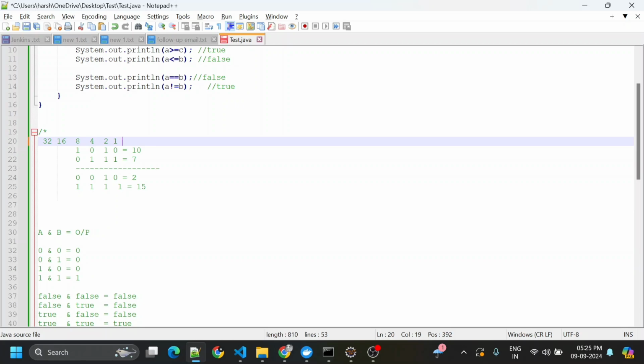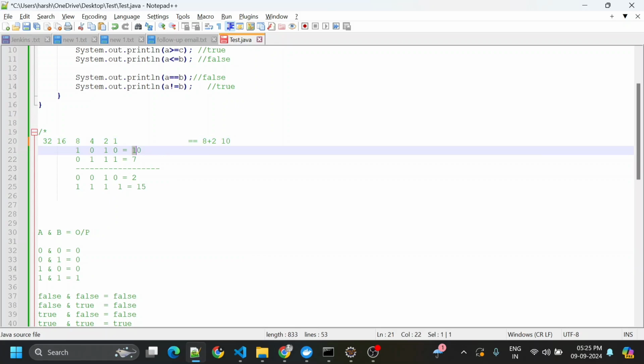what is happening over here is 8 plus 2, which is 10. So that is why this is the decimal number. The binary of 10 is 1010. Under 8 it's 1, under 2 it's 1. So if we add 8 plus 2, we get 10.